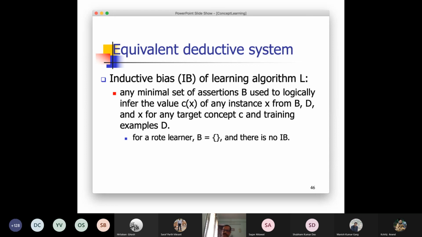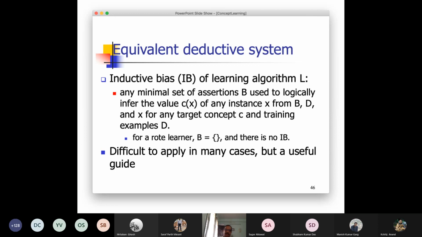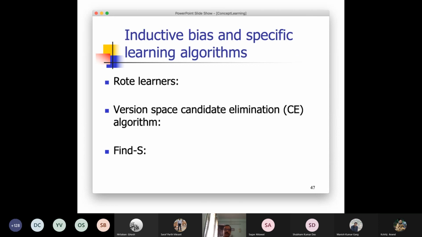So actually there is no inductive bias in that case. You are not putting in any other assumptions; it's a free representation. As I was mentioning, in many cases it is difficult to go by rote learners, but in some cases, when your input space is small and manageable, you can use this kind of rote learner. So rote learners do not have any inductive bias.